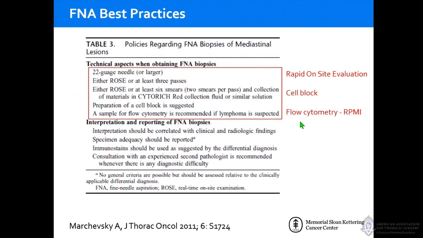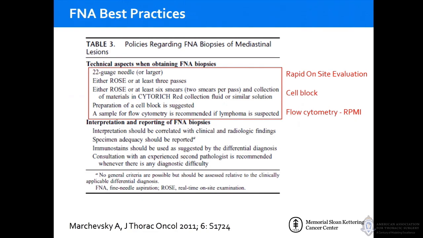So if you're going to do an FNA, ideally you have the ability to do rapid on-site evaluation to assess your specimen. You want to take multiple passes to additionally be able to send for cell block and send in CytoLyt or similar solution. And if you do think that you're going to have lymphoma, then it's important that you take additional passes for flow cytometry, and those passes need to be put in RPMI.